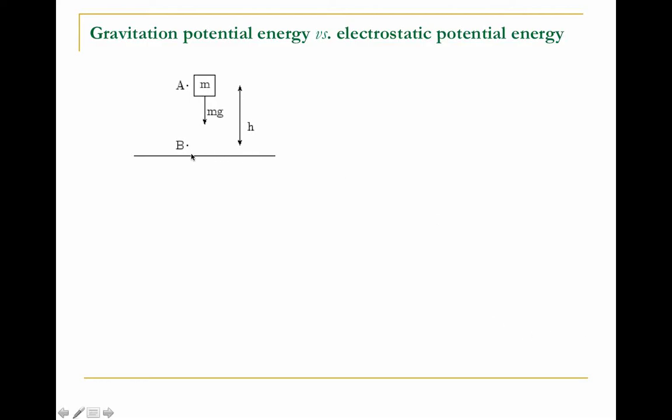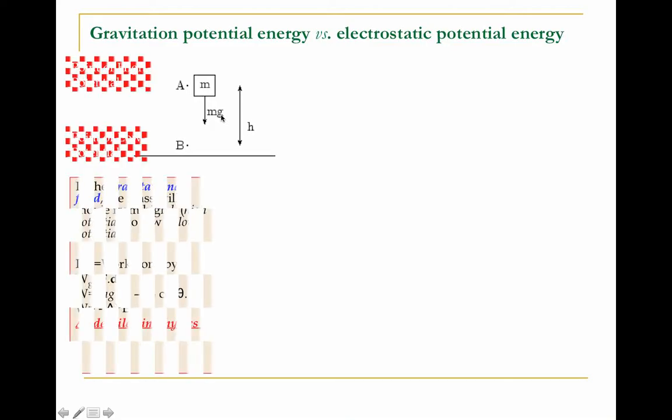If you remember, near the surface of the earth, if you have a mass and that mass is allowed to move or drop, then it's going to move from point A to point B, with point A being the point of high potential and point B being the point of low potential, and the force acting on this is mg, the force due to gravity.